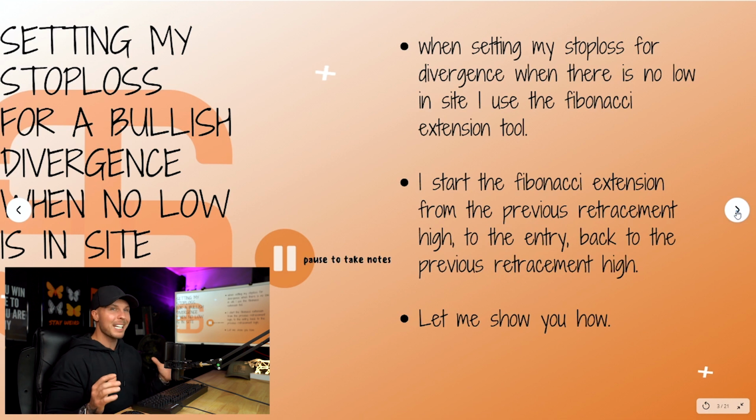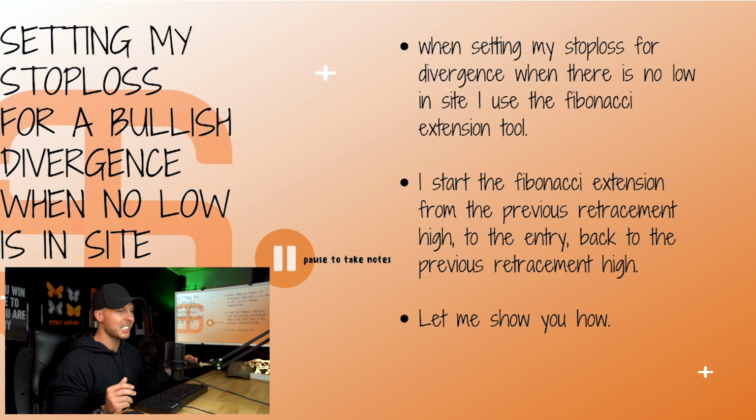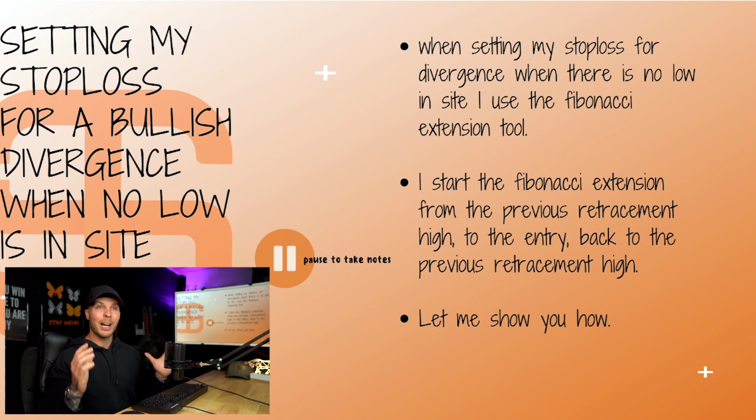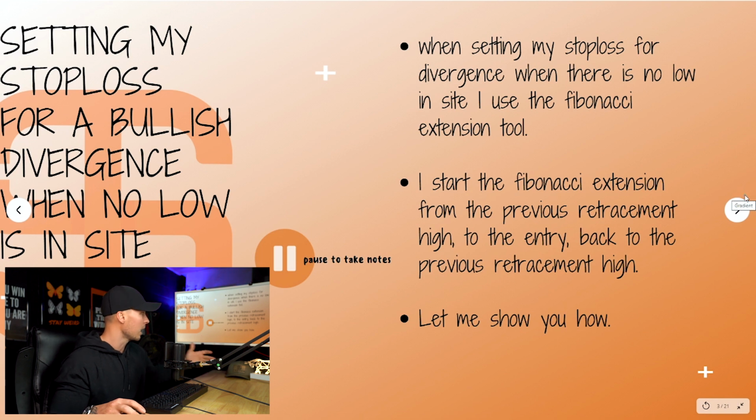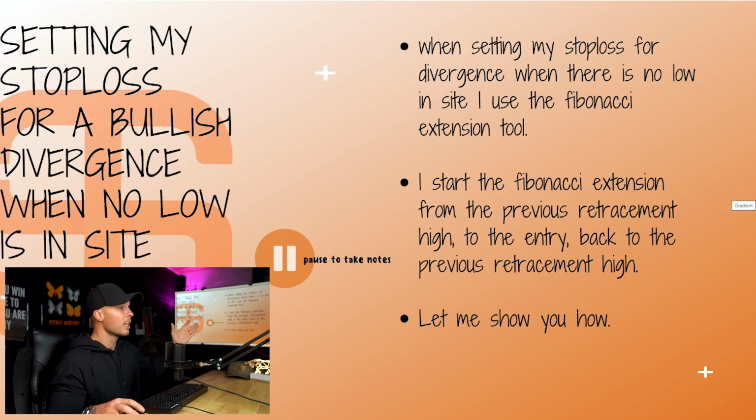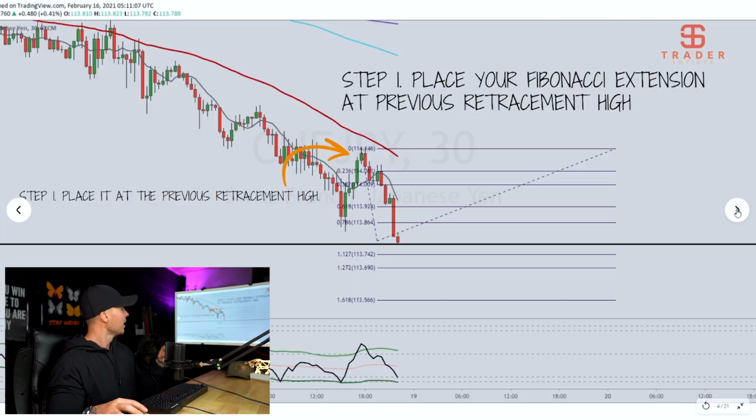So when I'm setting my stop loss for divergence, when there's no low in sight, I use the Fibonacci Extension tool. Now this is just exactly how I use it when I'm trading the shark fin, okay? And there's no low in sight. So I start the Fibonacci extension at the previous high to the previous retracement high, and then to the entry, okay? And then back to the previous retracement high. So let me show you how. It's hard to explain it when there's not a visual.